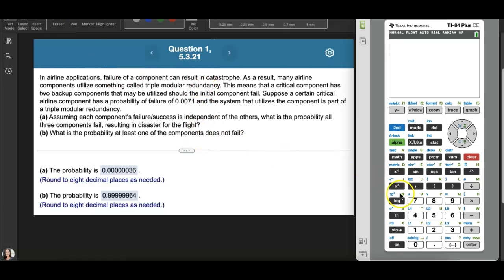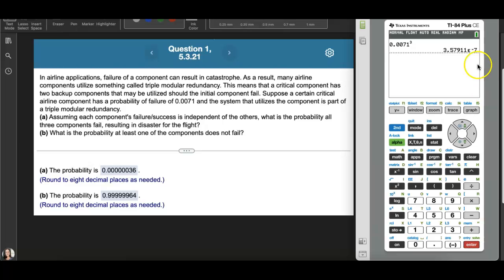So because we're using "and" here, we really multiply the probability that the first fails times the probability that the second one fails times the probability that the third one fails. And because we're told here that these components' success or failure is independent of others, we have that same value of probability of failure for every component individually. So we could look at that as 0.0071 times itself, or we could just raise it to the third power. Either way, we get this value.